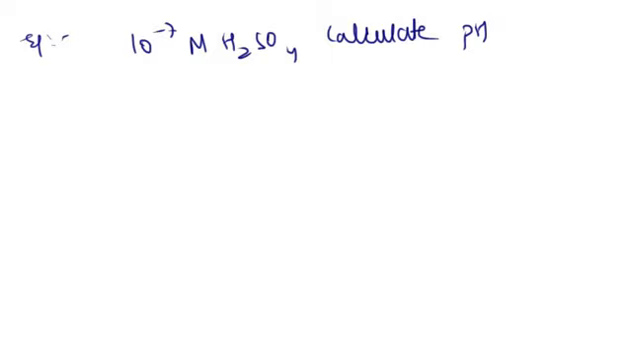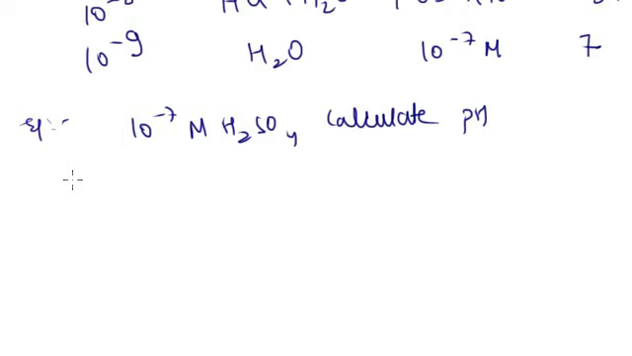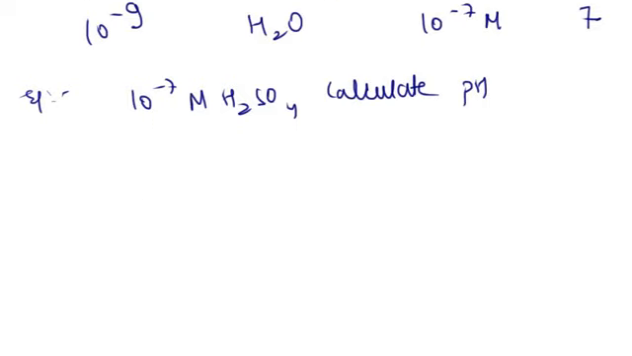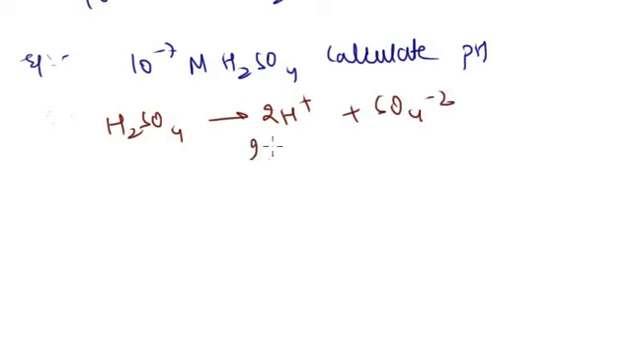So what will you be doing? H2SO4 gives 2 moles of H plus. The H2SO4 will give 2H plus and SO4 2 negative. So it will be 2 into 10 to the power minus 7 and 10 to the power minus 7. It won't come back; it won't recombine again to H2SO4.